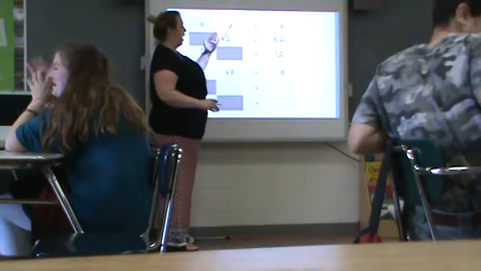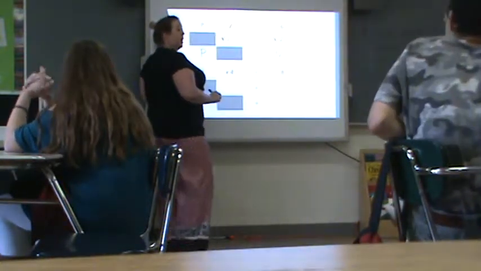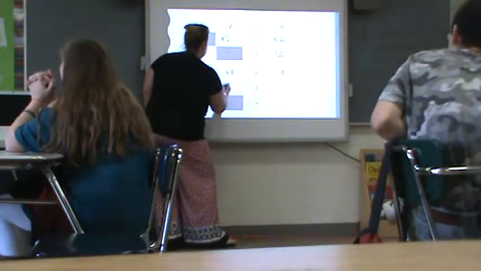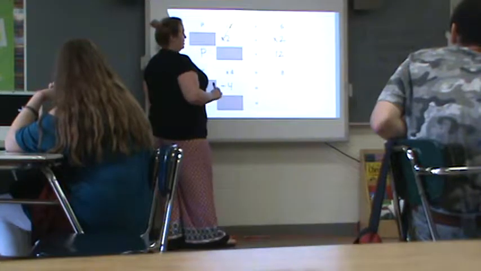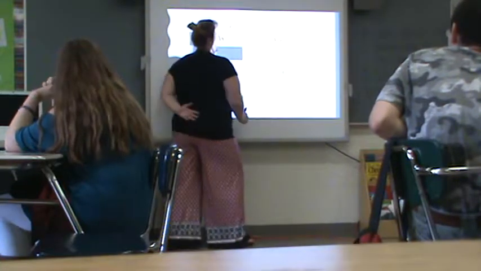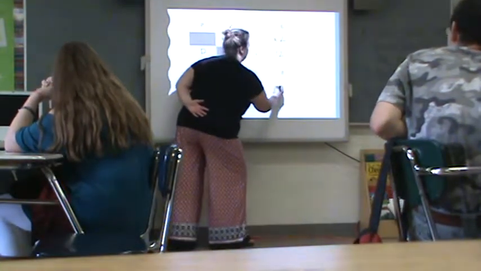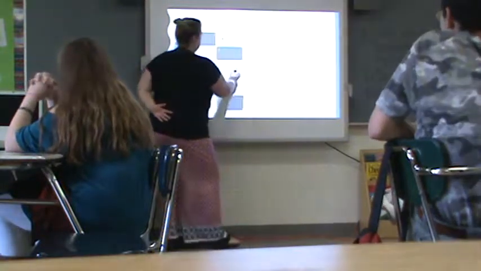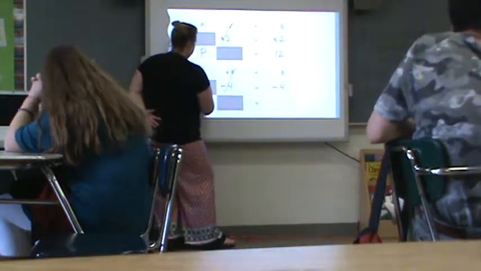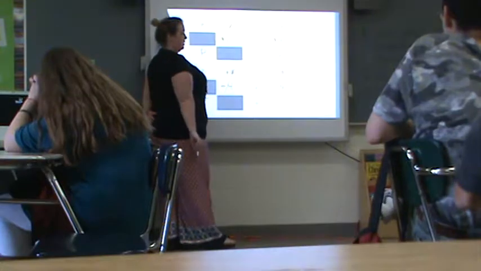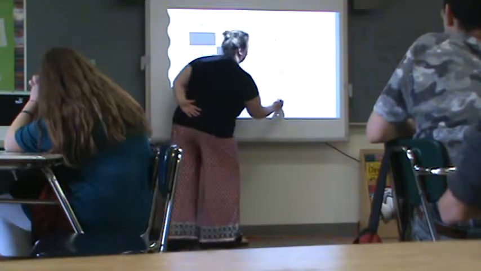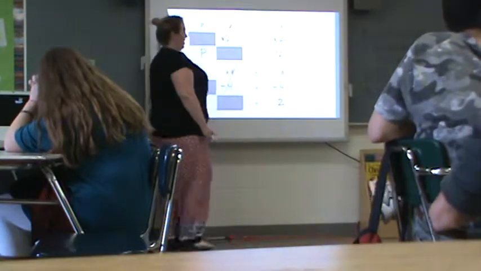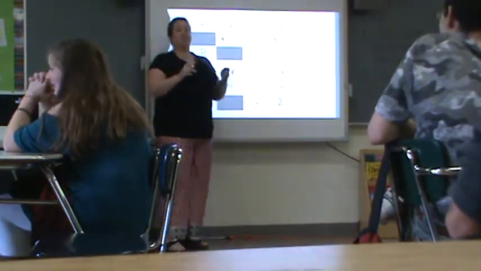What are we doing to the variable here? Multiplying, so we need to do the opposite. Division. Divide by what? 4. Now we need to do it to this side, what do I put here? Divide by 4. So these cancel out, and all you have left is T equals what? 8 divided by 4. 2, very good.